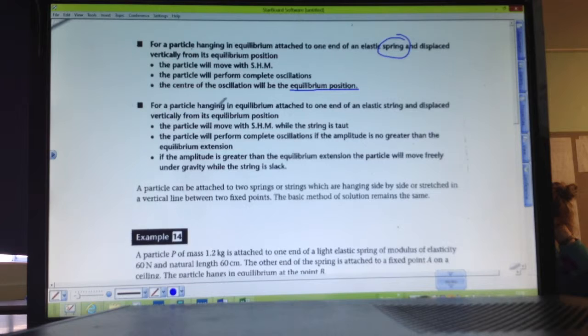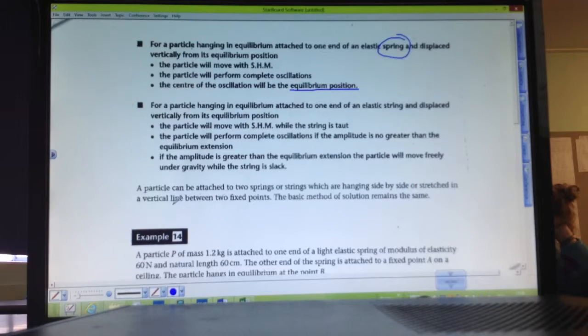For a particle hanging in equilibrium attached to one end of an elastic string, however, and displaced vertically from its equilibrium position, the particle will move with SHM while the string is taut. The particle will perform complete oscillations if the amplitude is no greater than the equilibrium extension. If the amplitude is greater than the equilibrium extension, the particle will move freely under gravity while the string is slack.